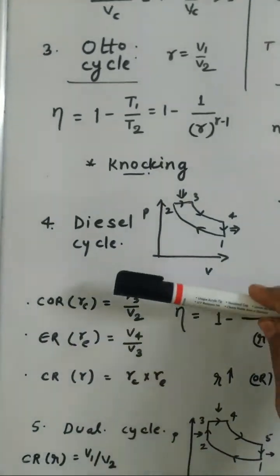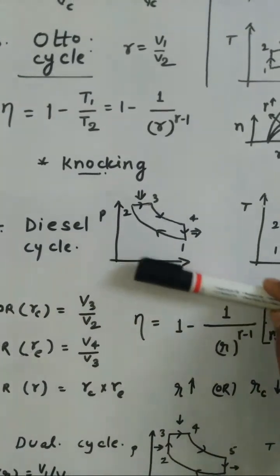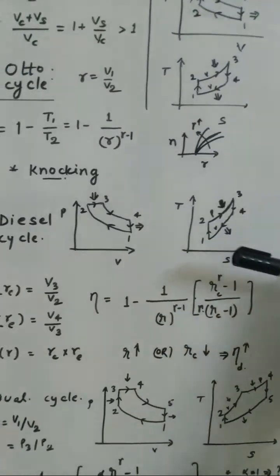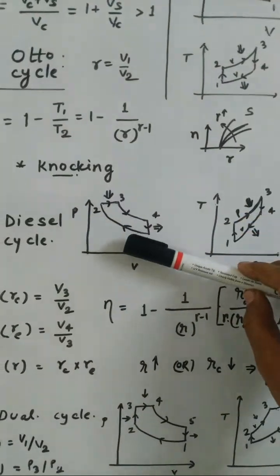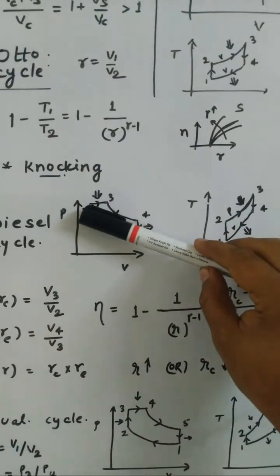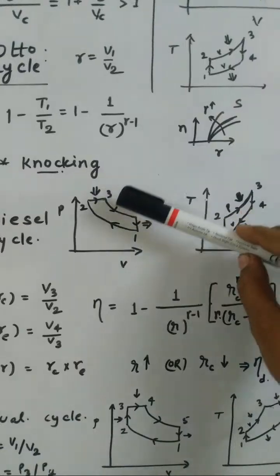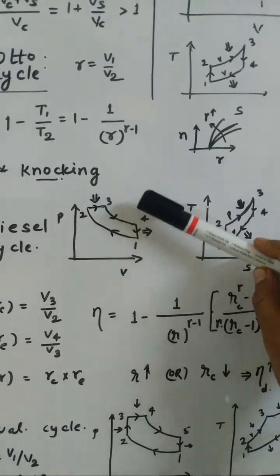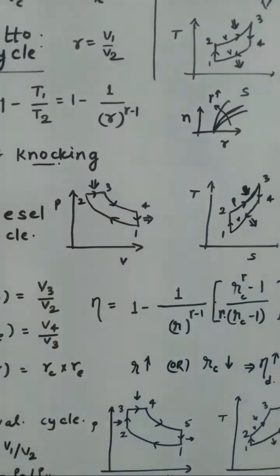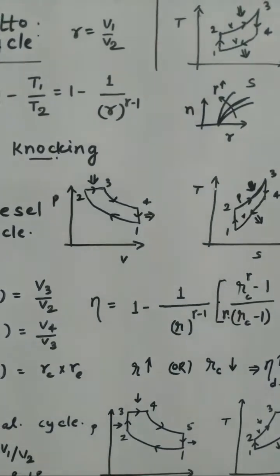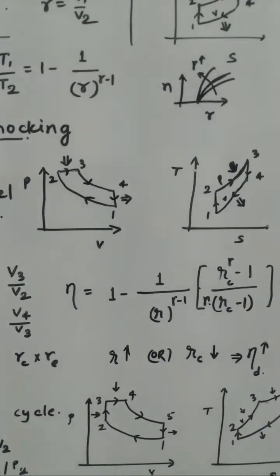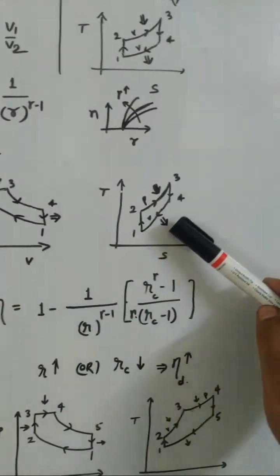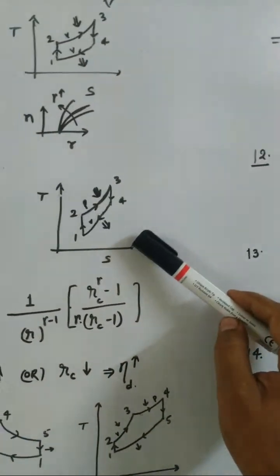Next is the diesel cycle. Again, the pressure volume diagram and temperature entropy diagram of both. 1 to 2 is isentropic compression. 2 to 3 is the heat addition but at constant pressure. 3 to 4 isentropic expansion. 4 to 1 constant volume heat rejection process. Same thing can be shown into the TS diagram.